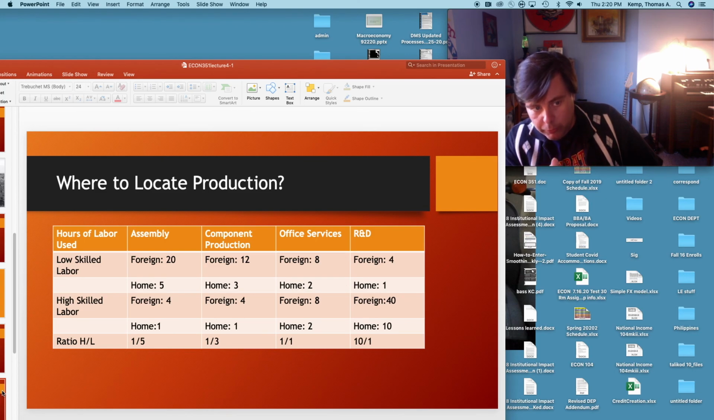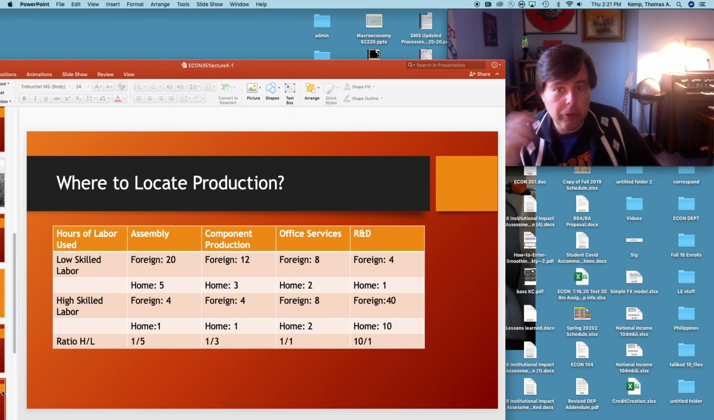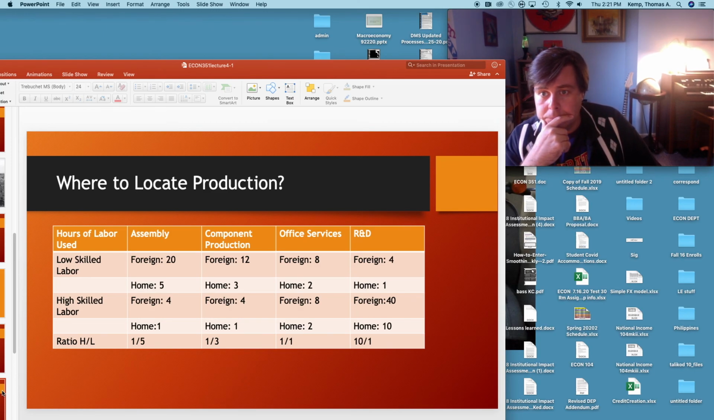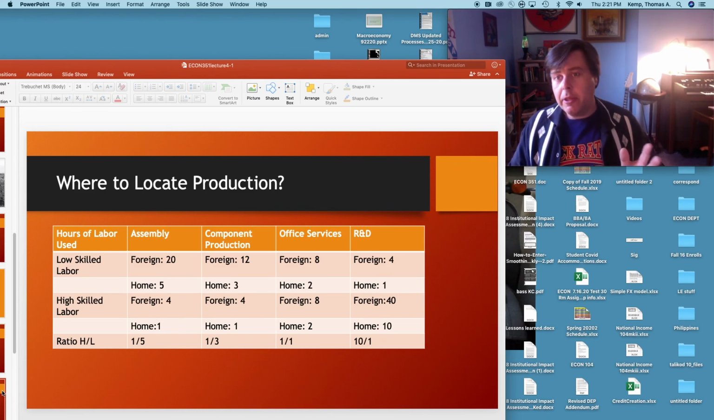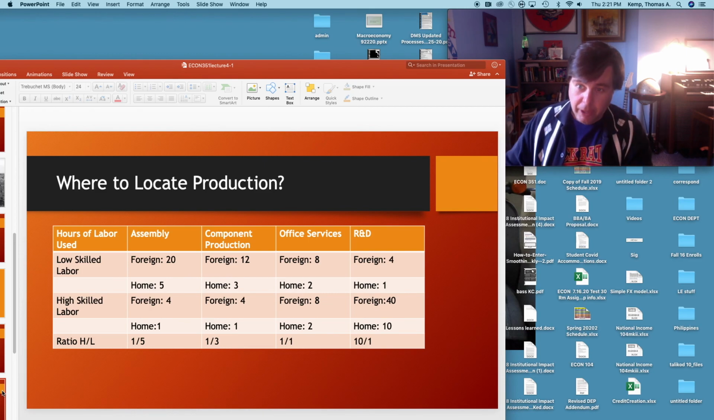Looking at hours of labor used, if we use low-skilled labor abroad, it's going to take 20 hours for assembly, but if we do it at home, it's only going to be 5 hours, indicating what? The productivity of domestic workers is 4 times what it is abroad. So if we can get 1 widget built in an hour abroad, we can get 4 built at home. If we utilize high-skilled labor for assembly, we can get 4 done in an hour if we put it abroad, and 1 if we do it domestically. So productivity there is 4 times greater locally than it is abroad. You notice we're accounting for both Ricardian style things, productivity, as well as Heckscher-Ohlin style things, factor allocation.